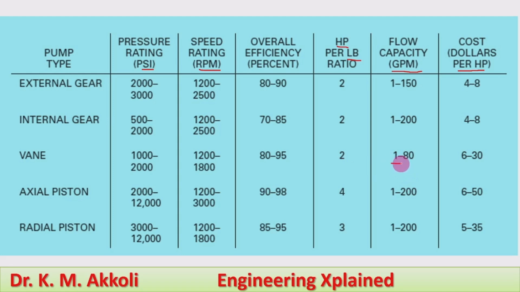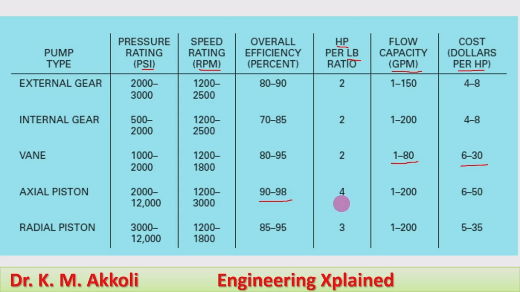For this vane pump, flow capacity is very low, 1 to 80 GPM, and its cost is also higher, that is 6 to $30 per HP. And for the axial piston pump, the pressure rating is higher, 2000 to 12,000 psi, and the speed range is also higher, 1200 to 3000 rpm, and overall efficiency is 90 to 98 percent. We can see that the axial piston pump has very high efficiency.